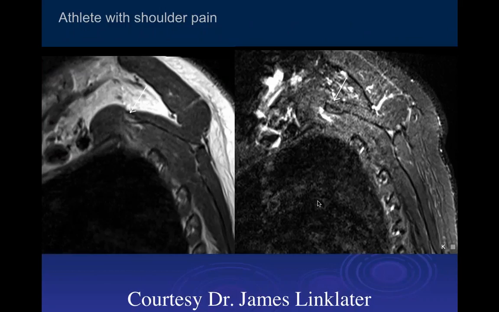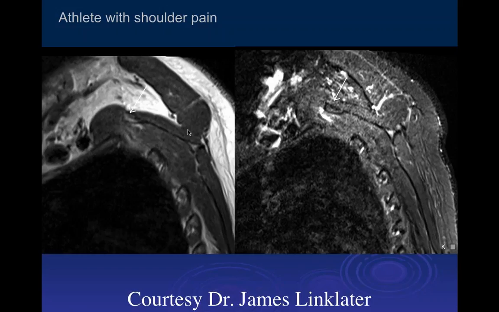So let's see. Jonah, are you next? Sure, I'll take this one. So we've got an athlete with some shoulder pain. We have an arrow sign here. It looks like a T2 and probably STIR or PDFS. This is the patient's supra-posterior thorax. This is some kind of fluid signal.